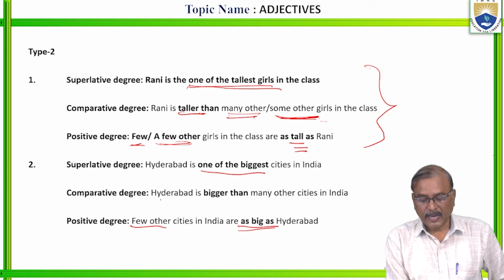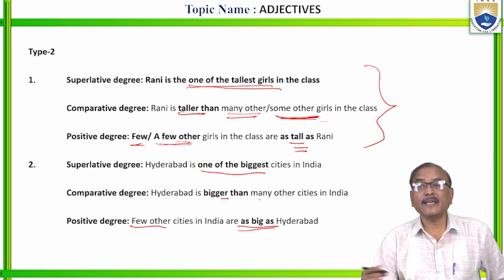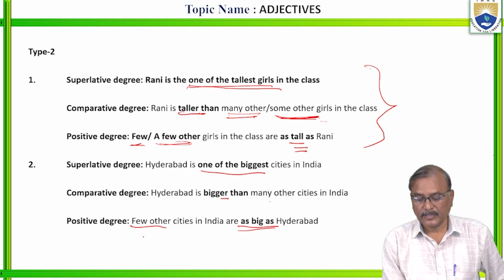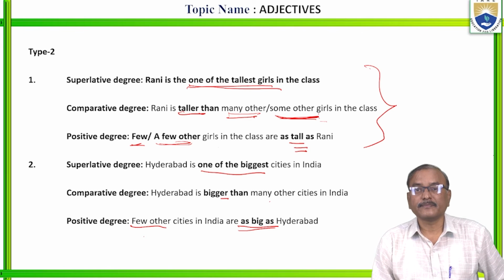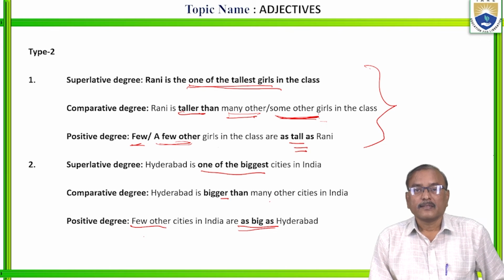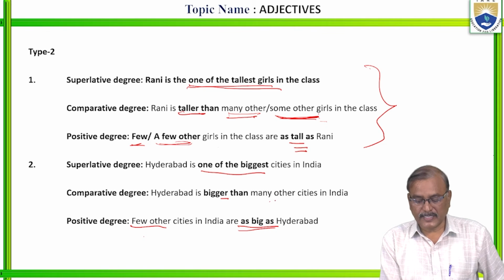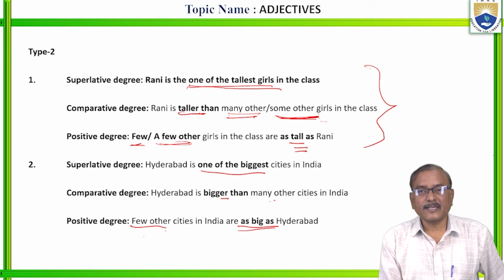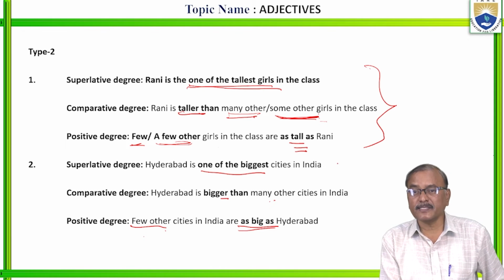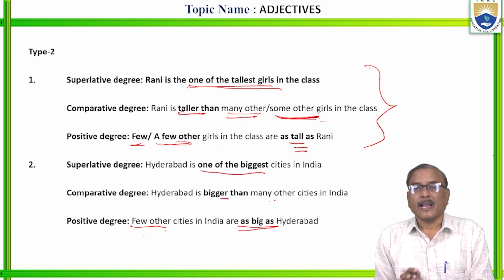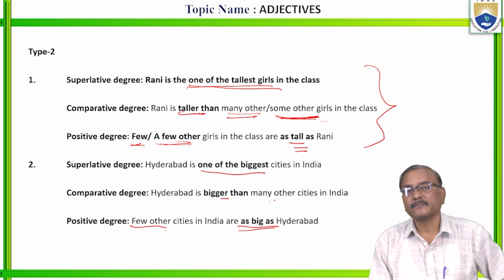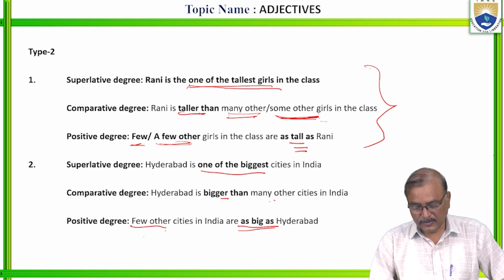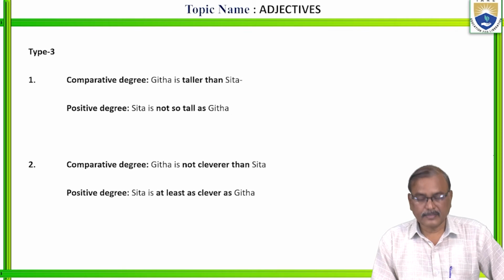In comparative degree, Hyderabad is bigger than many other cities in India. Here if it is many other, you write few other. If it is some other, here you write a few. Okay? So you can take any here. It depends on this one and this one. Got it clear now? When we say one of the biggest cities, it means few are equal to that, and bigger than many other or some other. Keep this in mind. Now go to the next model.